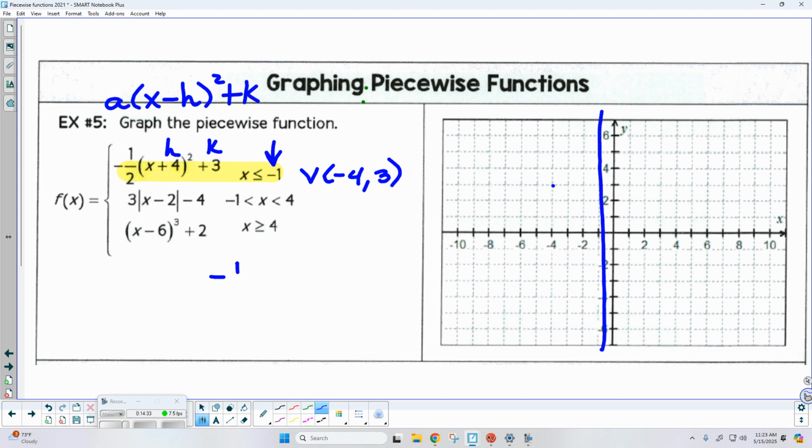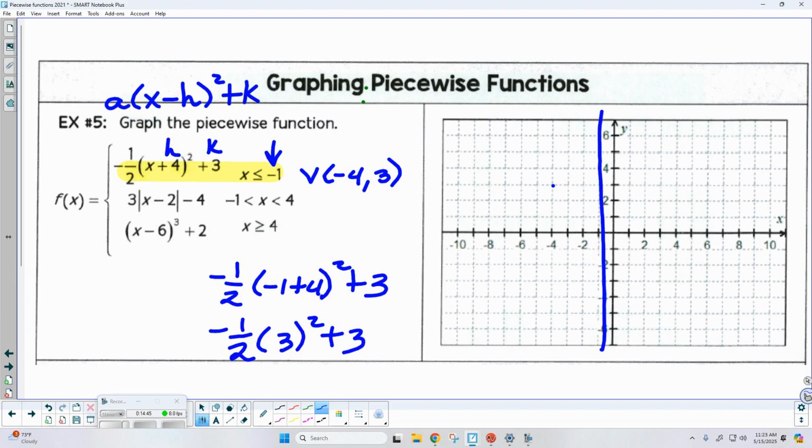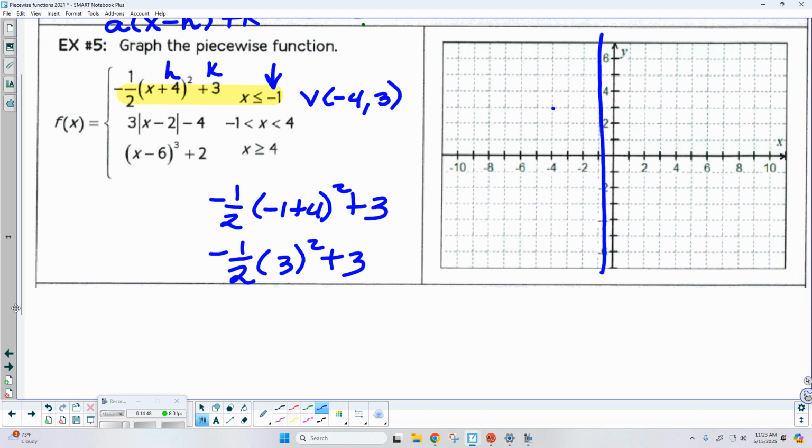So let's plug in -1. Negative 1/2 times (-1 plus 4) squared plus 3. Okay, so a negative 1/2. Well, that would be 3 squared plus 3. Okay, so 3 squared is 9, times a negative 1/2, so that's negative 9/2 plus 3. Now, if you want to go decimal, that's perfectly fine. What is a negative 9/2? Negative 4.5. So maybe that'll make it a little easier. So what is negative 4.5 plus 3? Negative 1.5. So see, now we've got another point on this graph.